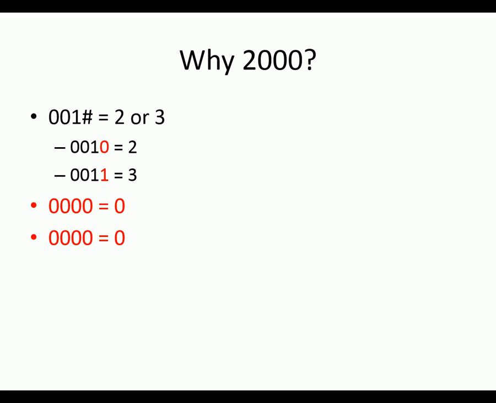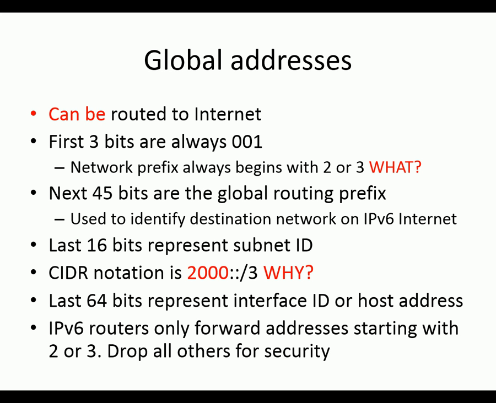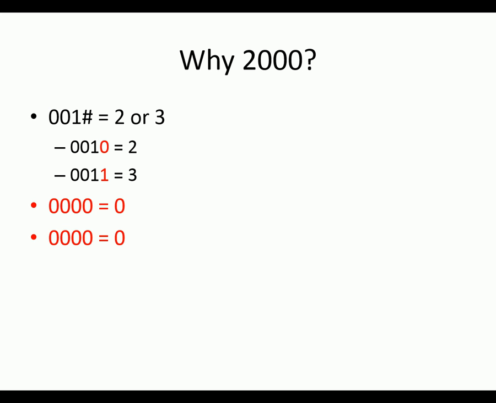If we end up putting a 1 in there, we end up with a 3. Everybody see that? So that's how come, even though they say it starts with 001, to complete the 4-bit section, you either have to put a 0 or 1 in there, and that's why we get 2 or 3.